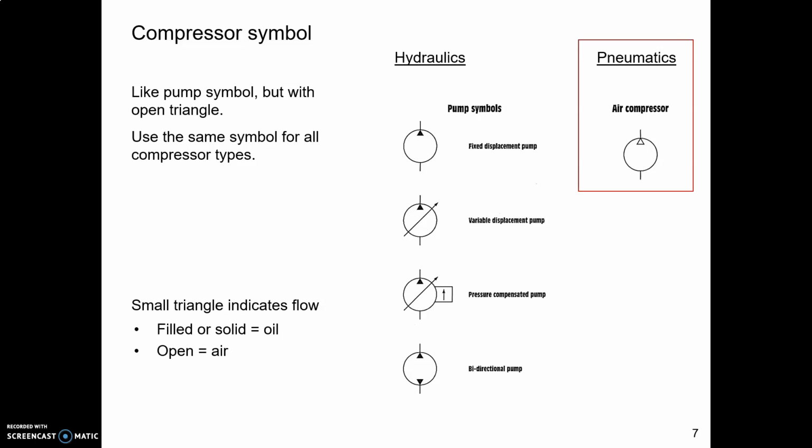The symbol looks a lot like the symbol for a hydraulic pump. The only difference is for a compressor, that triangle is open instead of filled in. And in all of these symbols, that triangle is like an arrow. It indicates flow. In a pump, that arrow indicates oil is flowing. In a compressor, that arrow indicates pressurized air is flowing. But now, because it's air, we just have an open triangle. And you can just draw a circle and a plain open triangle, and you'll be good.